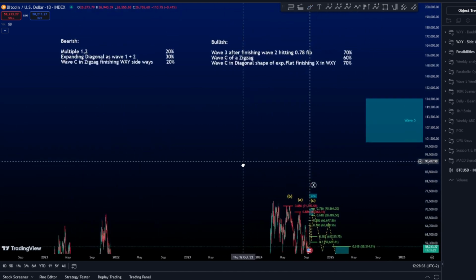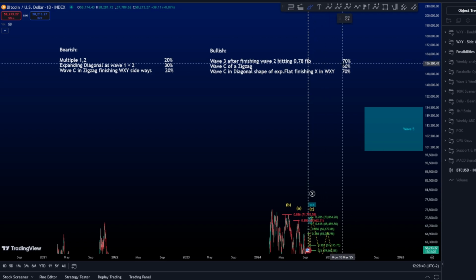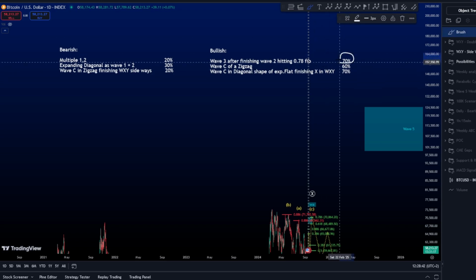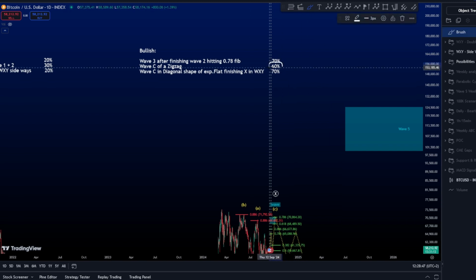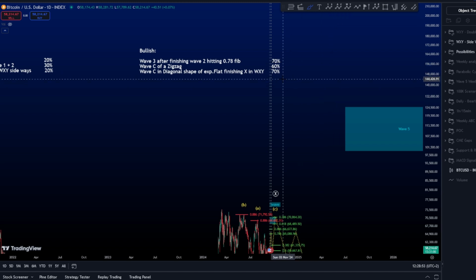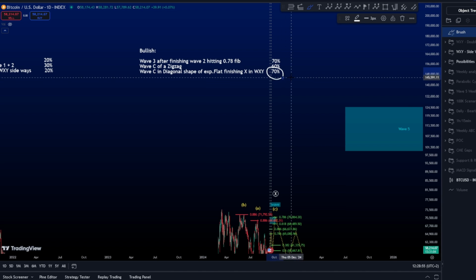So these are the things, right? The highest possibility is still I go for 100K even. However, your minimum target is this scenario, wave C zigzag, at 60% at least. And yeah, even higher can be reached.